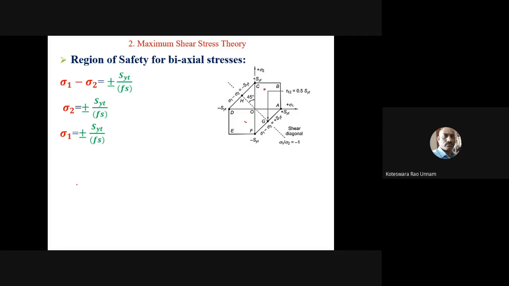I'll stop at this point because we want to discuss if you have any doubts, and then we'll move forward in the next class. These are the fundamental theorems, and they are important to understand so that you can apply these failure theories whenever you require in solving problems. Maybe we'll continue this in the next class, the maximum normal stress theory.